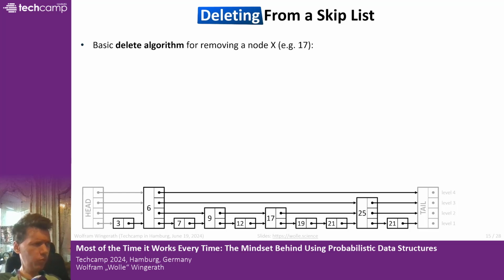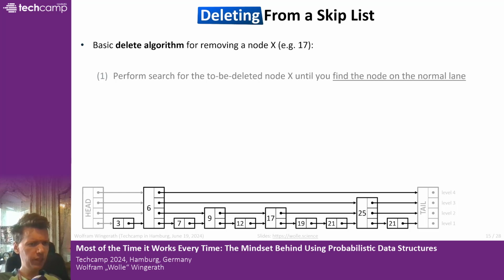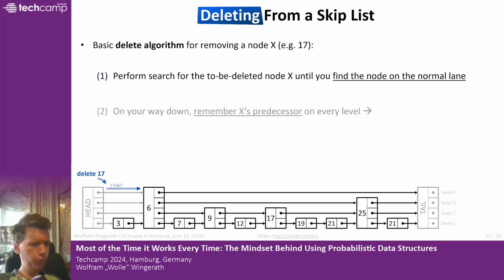So let's assume we want to delete a node in the list here at the bottom, like the 17. What we do is we perform a normal search for our node, and we go all the way down until we find it on the normal lane here. And the special thing that we do now is we keep track of all the predecessor nodes that we visit on all the different levels. So again, we start here at the top level and say, okay, can we advance? Yes, we can, because here the first node is the 6, so we wouldn't overshoot. We go until here, and then we can advance.